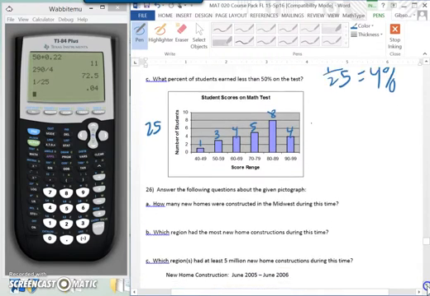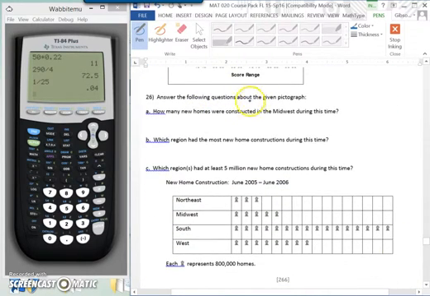Okay, now we go to 26. Answer the following questions about the given picture graph. How many new homes were constructed in the Midwest during this time? Now they tell us each one of these represents 800,000 homes. So we go to the Midwest, we have 1, 2, 3, 4, 5. So we would take 800,000 times 5. And that would give us 4 million. That would be our final answer for A.